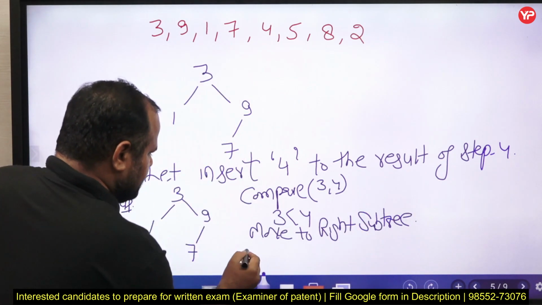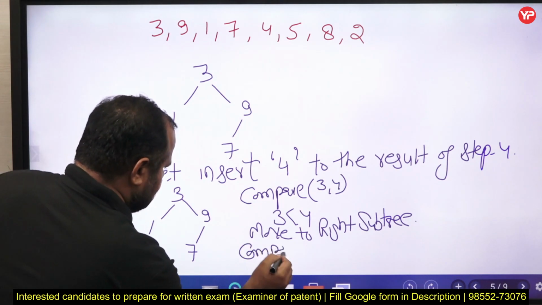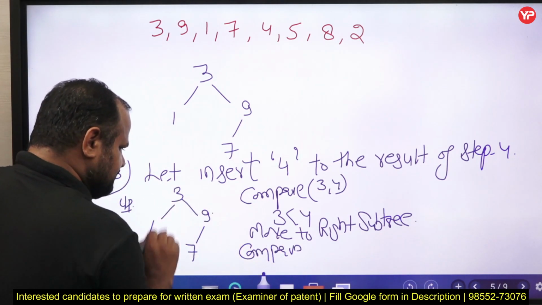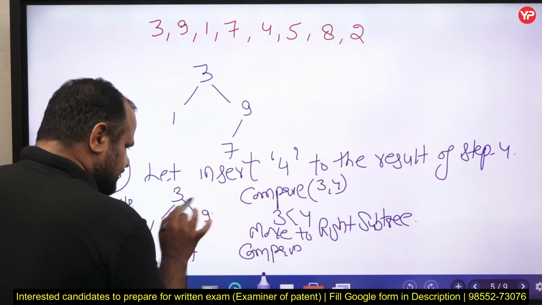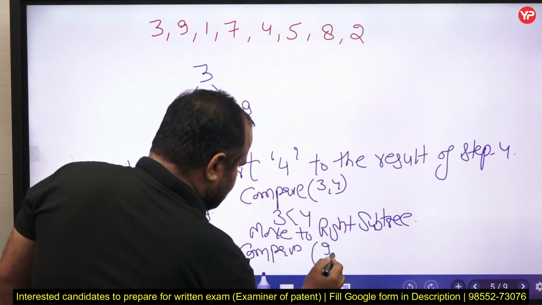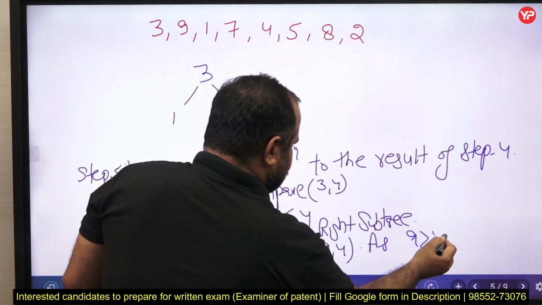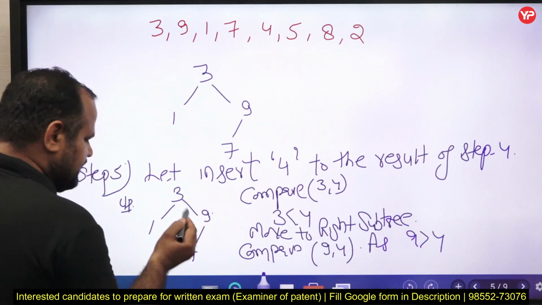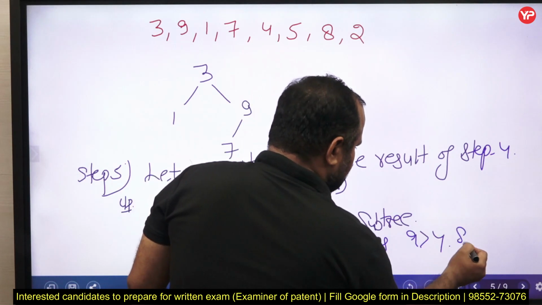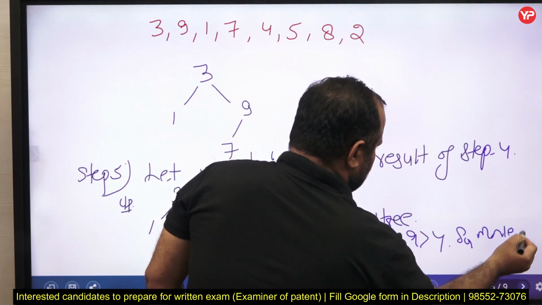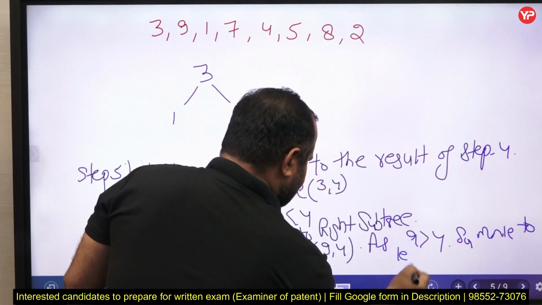Fine. So now again you have to compare. If you move to the right subtree, right now you are at 9. So compare 9 and 4. As 9 is greater than 4, move to the left subtree, the left subtree of 9.